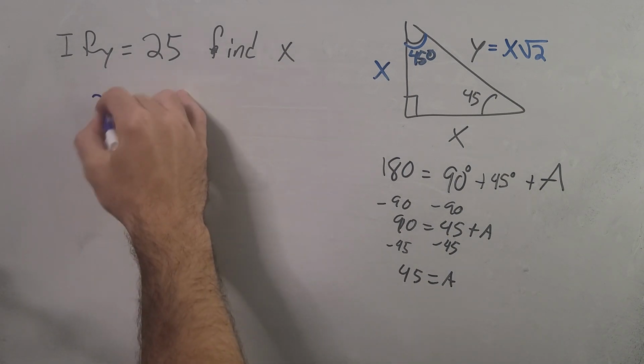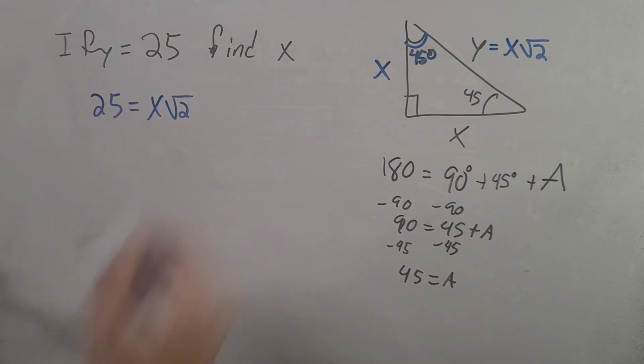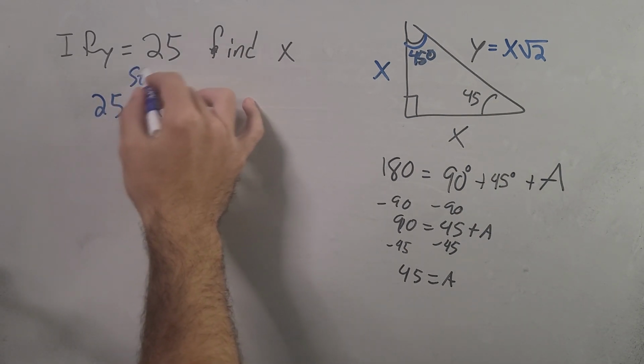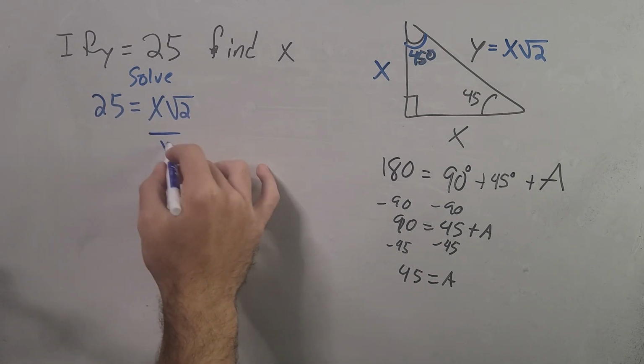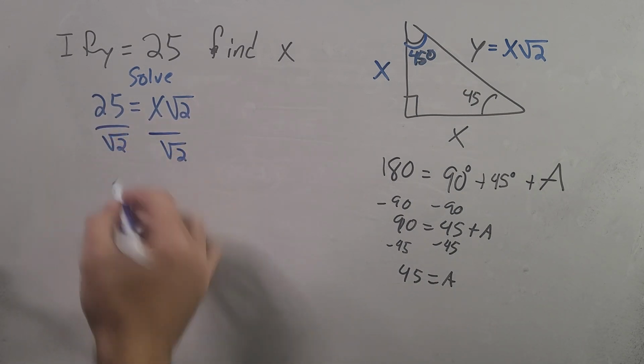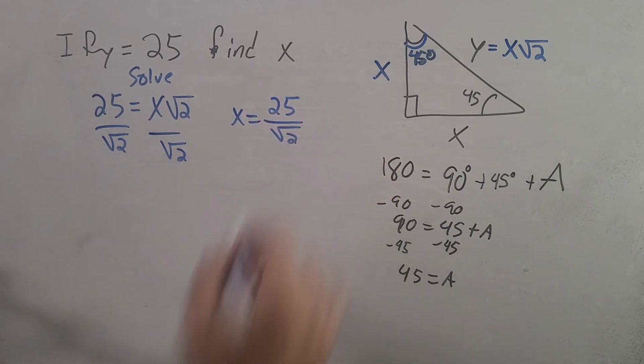Well, we know that y is 25, and it's equal to x square roots of 2. So we want to solve for x, right? That's our goal. We have the equation. Now we could solve. Divide both sides by the square root of 2. Now we have an issue, though. We have a radical in the denominator, and you are not allowed to keep it that way. You're not allowed to have a radical down below.